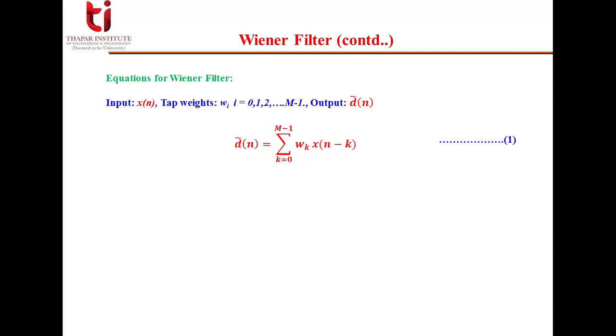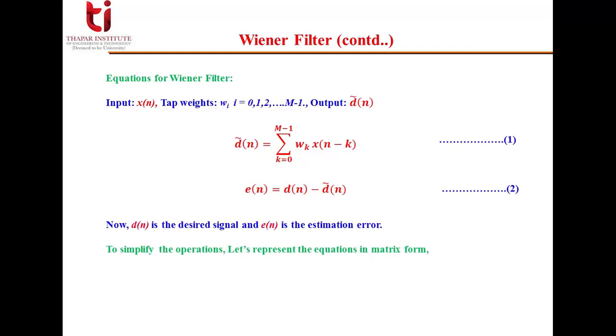If you notice here, this wk, or wi, all the tap weights, are nothing but the filter coefficients. We can also call that the impulse response of the filter. One thing we should notice is that w is not dependent upon time. It is independent of time. k just represents which part of the input, the present or which past value, we are multiplying with the corresponding weight. From this, the estimation error is: dn is our desired signal and d tilde n is what we have achieved as the output of the filter. So en is equal to dn minus d tilde n.